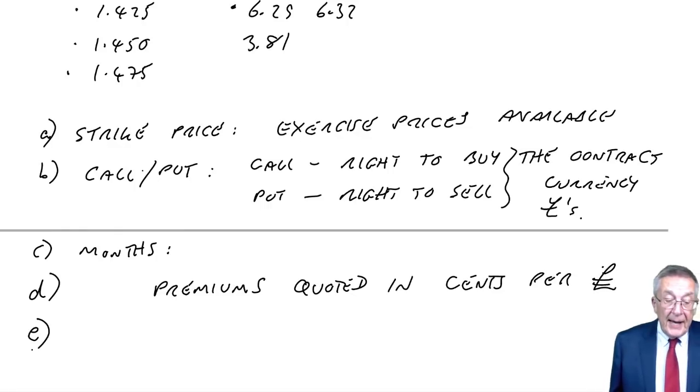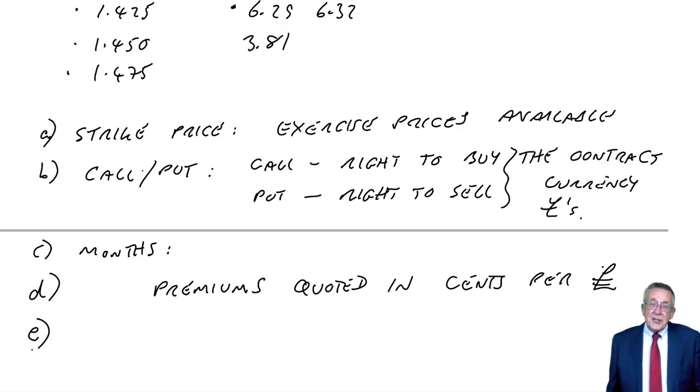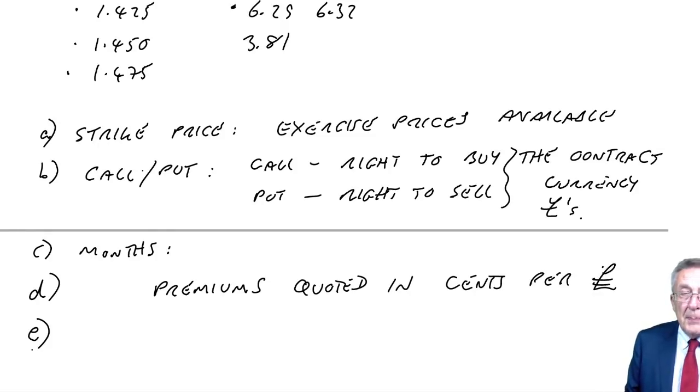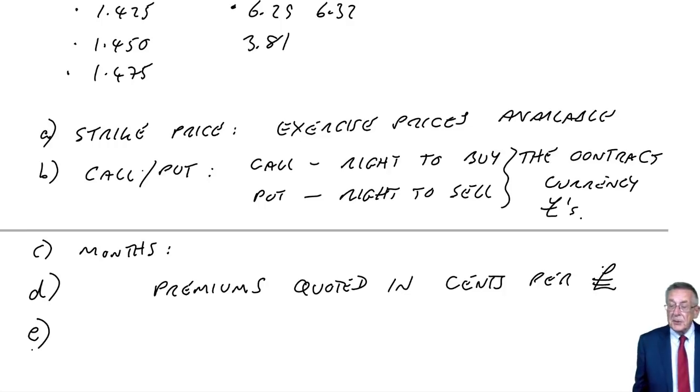I just better mention over the page. You will remember again from when we did share options, there are 2 styles of options. There's European and American. I'm not going to write this down because it's the same as with share options and it's typed in the note.